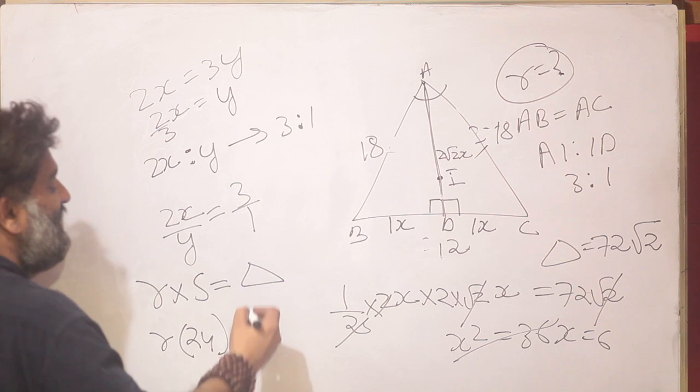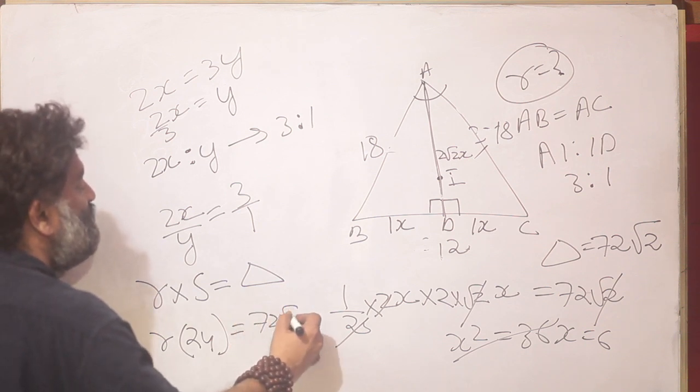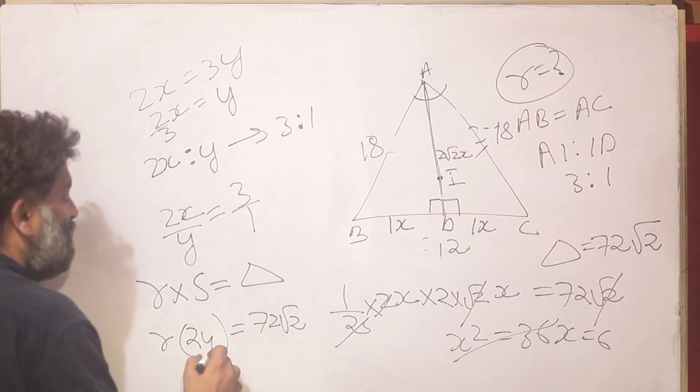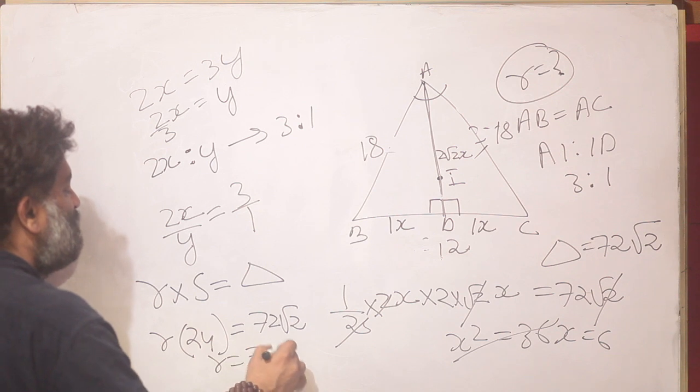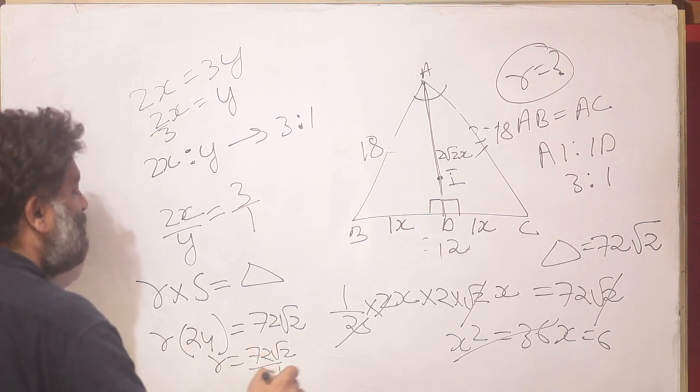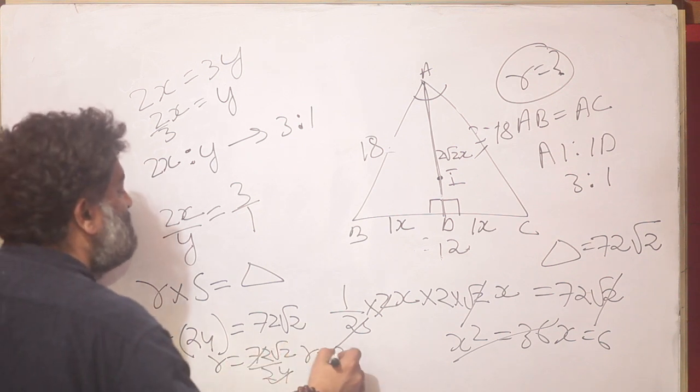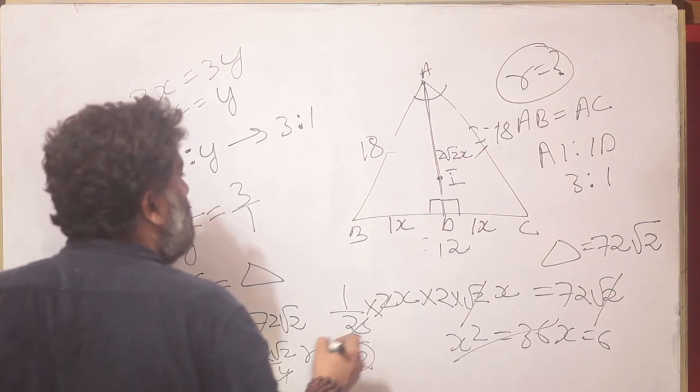You also have the area already, 72 root 2. So the radius is going to be 72 root 2 divided by 24. This gives you radius as 3 root 2.